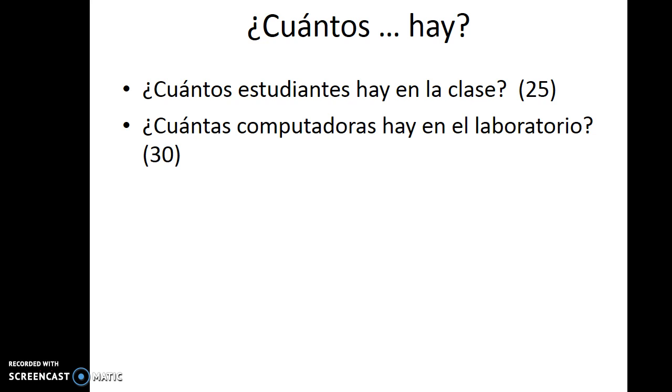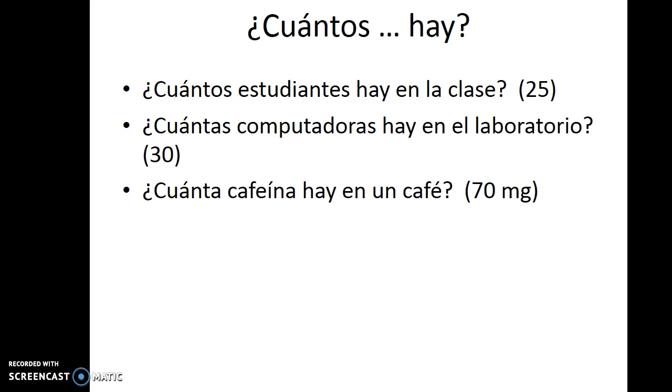Okay, think about this next one. We have ¿cuánta cafeína hay en un café? Notice the difference between the previous example and this one. Our previous example, our word was computadoras, which is plural. We have an S. On this one, cafeína is singular. So our question is now not cuántos, not cuántas, but cuánta, how much, instead of how many. ¿Cuánta cafeína hay en un café? How much caffeine is in a coffee or a cup of coffee?